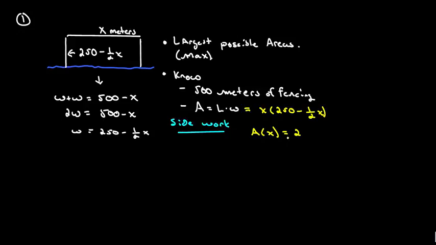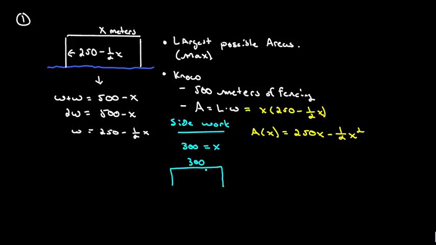250x minus 1/2 x squared. So the side work: let's say for example again that the shepherd uses 300 meters for this side right here. So 300 is the x length. Well, then that would mean, if we drew that out, if there was 300 used here, there's 200 left, so each of these sides would be 100.